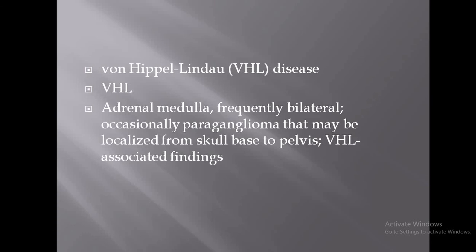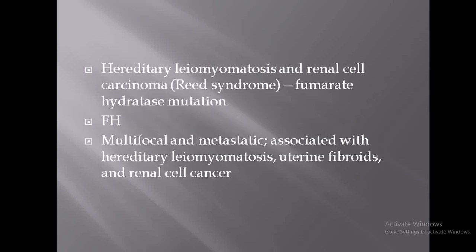Another syndrome is von Hippel-Lindau disease. The gene is VHL. Adrenal medulla is usually affected and it's bilateral. Occasionally, there may be a paraganglioma from skull base to pelvis, but that's very rare. Hereditary leiomyomatosis and renal cell carcinoma, called Reed syndrome, is caused by fumarate hydratase mutation, and the gene is FH. It's a multifocal and metastatic condition. As you see, it is associated with leiomyomas, fibroids, and renal cell cancer.